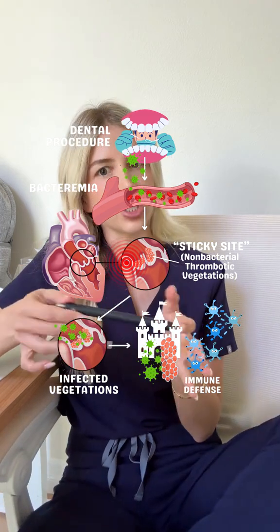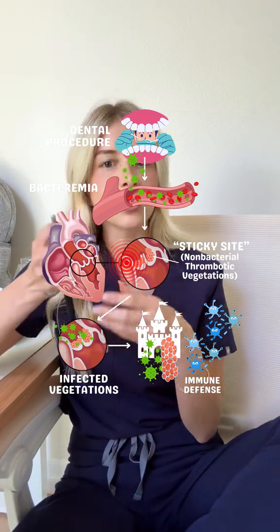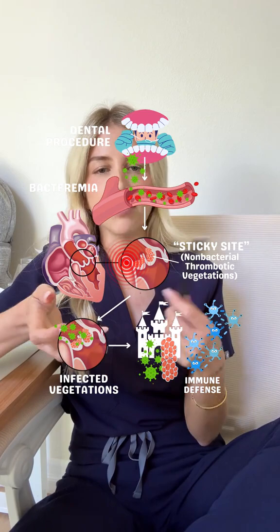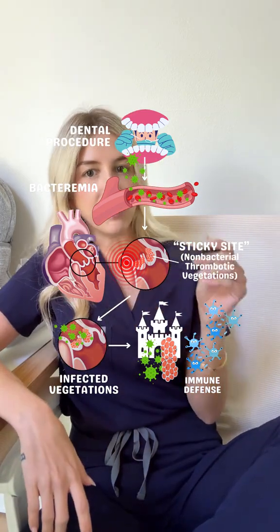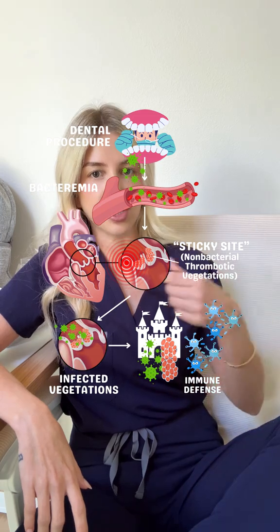And as these vegetations, these intruder castles, grow, they can start to damage the heart valves, making them leaky or dysfunctional. And then bits of these vegetations can go on a destructive road trip throughout the body. And that, my friends, is where the symptoms manifest. And boom, there you go, infective endocarditis.